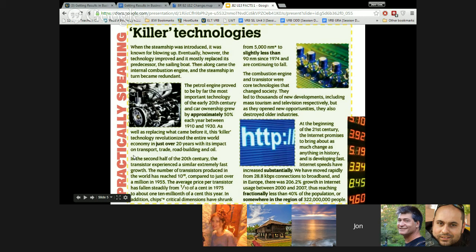Jose, next one, in the second half. In the second half of the 20th century, the transistor experienced a similar extremely fast growth. Experienced, with a T at the end. Good. A similar extremely fast growth. The number of transistors produced in the world has reached 10, I don't know the number. Can anyone say that number? 10 to the 18th power. Jose, say 10 to the 18th power. Good. 10 to the 18th power.